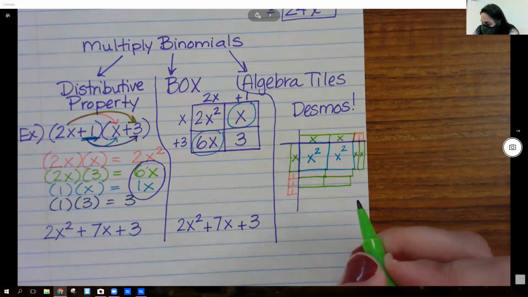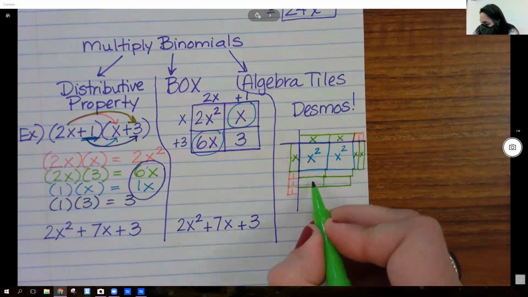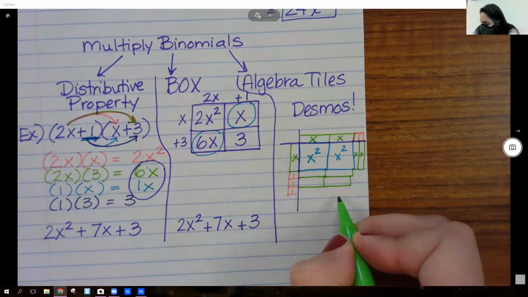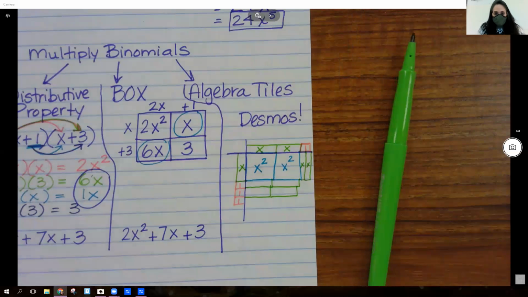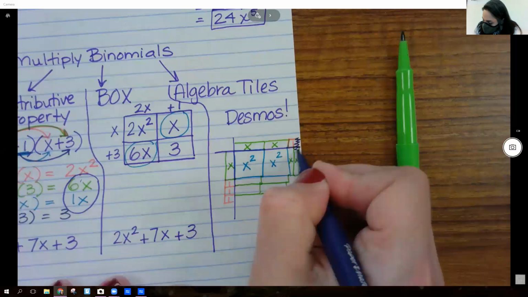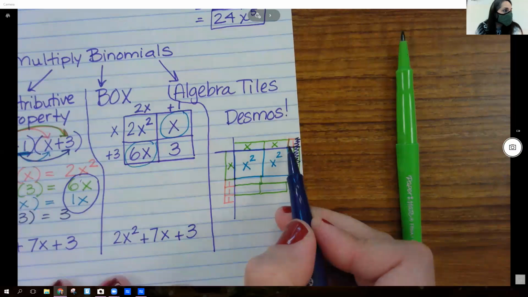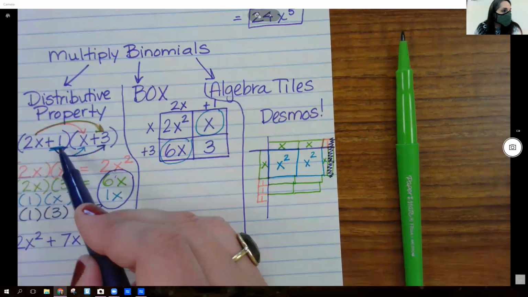Did I draw too many? X plus 3. So this would be like 1, 2, 3, 4, 5, 6. Oh, I drew too many over here. All right, y'all are probably looking at me like, what in the world? Why does she have that extra one over there? That's why. This should only have been one little square right here because it was 2x plus 1.